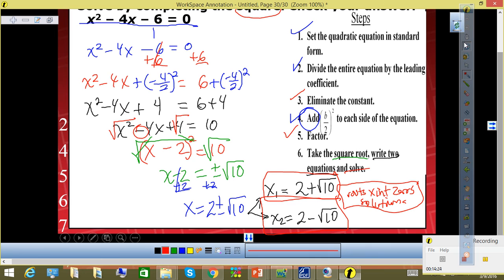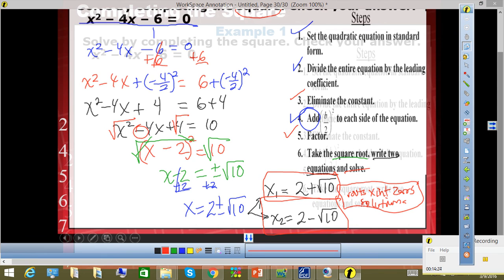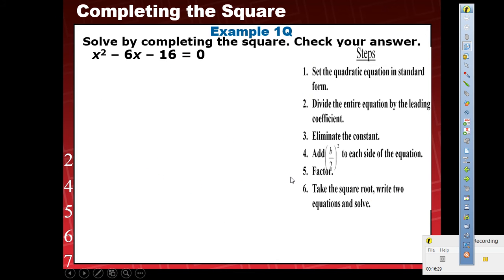Fine. All right. Here we go. Move on to the next one. Copy this one. Example 1Q. X squared minus 6x minus 16 equals 0. Let's do this one together, see if we can go a little bit faster.